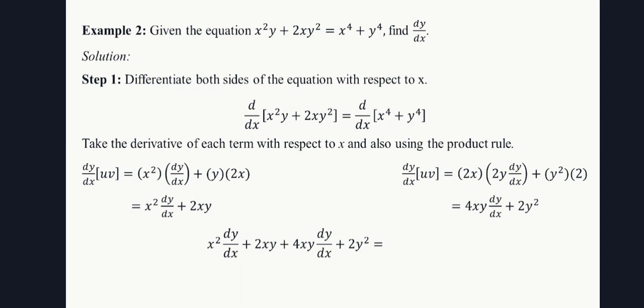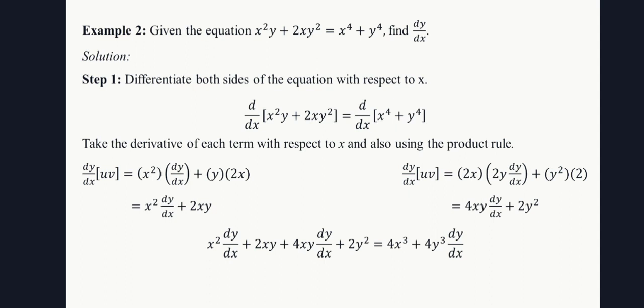So ibig sabihin yung left part natin, derivative is, pagsasamahin na natin yung nakuha natin kanina, x squared dy over dx plus 2xy plus 4xy dy over dx plus 2y squared. Then kukunin naman natin yung derivative ng nasa right part. So, power rule pa rin. Derivative of x to the 4th is 4x cubed. Derivative ng y to the 4th power naman is 4y cubed. Since y yung variable, maglalagay tayo ng dy over dx.